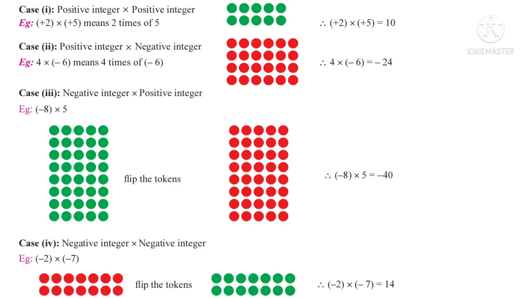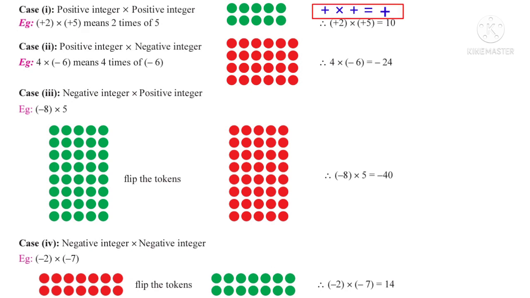Now case 1, positive integer into positive integer, that is plus into plus is what? Let us take an example, plus 2 into plus 5. Here plus 2 indicates rows, plus 5 indicates columns. That is, in the first row we have to put 5 green sides of tokens, and in the second row 5 green sides of tokens. Now count these green color tokens, there are 10, and since green color indicates positive, so plus 10, so plus into plus is plus.